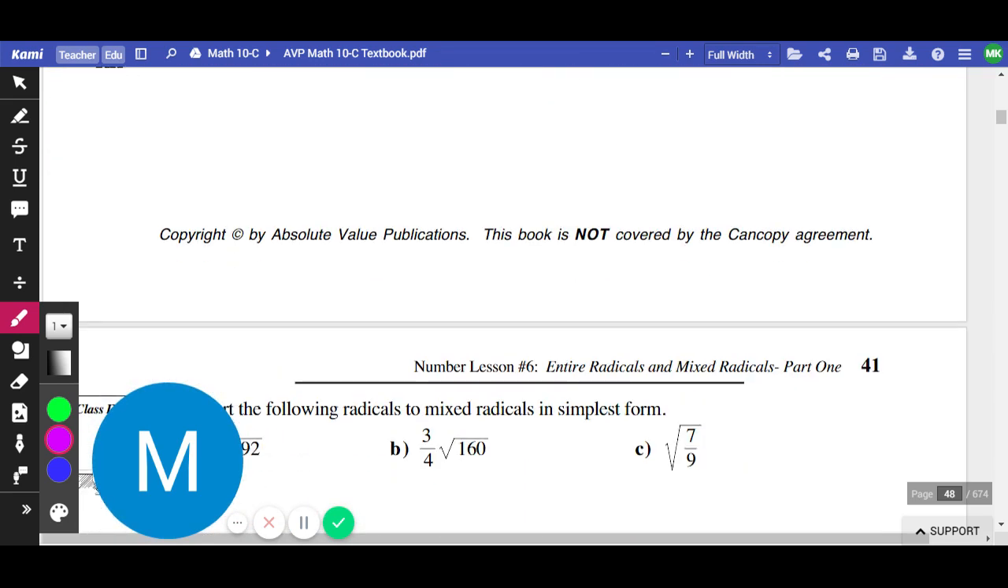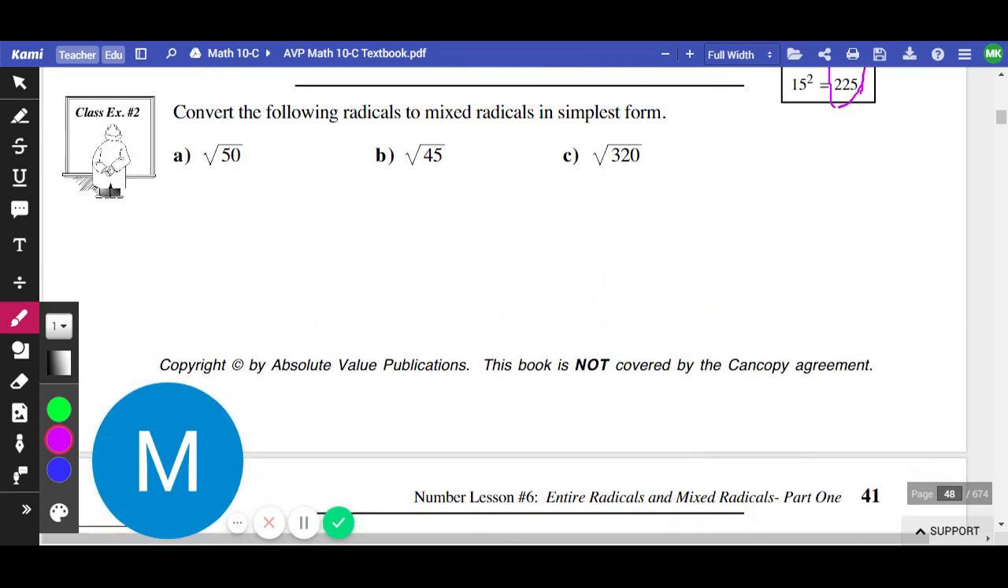Awesome. Let's try 3 together. We're going to convert the following radicals to mixed radicals in simplest form. First thing we do, we look at our question. It says square root 50. Because it's a square root, I'm looking at my perfect square chart. That's why I'm choosing this perfect square chart up there on the side.